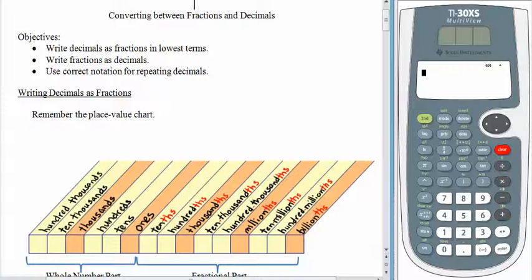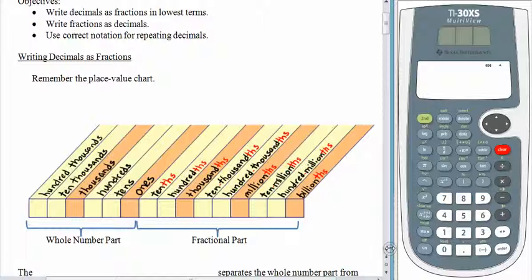Our job today is to write decimals as fractions in lowest terms and to go the other direction and write fractions as decimals. We're going to start by going all the way back to the place value chart that we saw at the very beginning of the class.